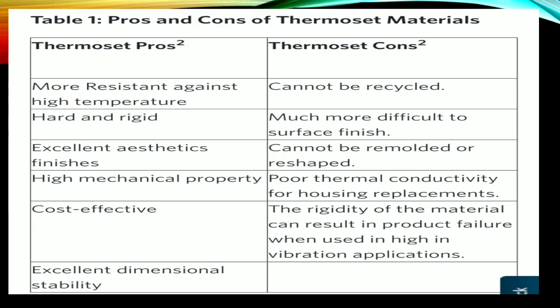The difference between thermoset and thermoplastic. Here are the pros and cons of thermosets. More resistance against heat and high temperature. The cons: cannot be recycled. Hard and rigid, much more difficult to surface finish. Excellent finish, but cannot be molded or reshaped. High mechanical properties, poor thermal conductivity. Cost effective, but the rigidity of the material means poor damping properties.